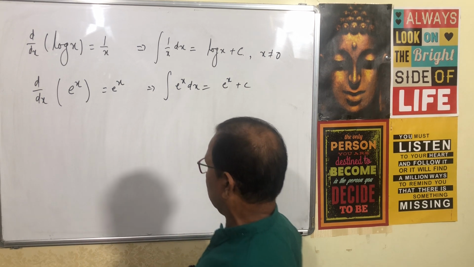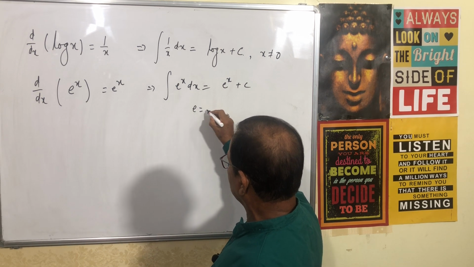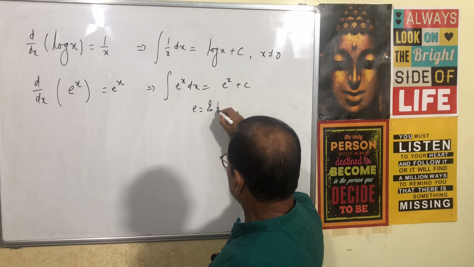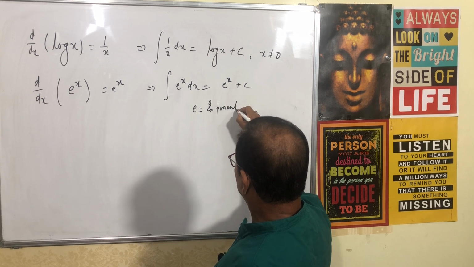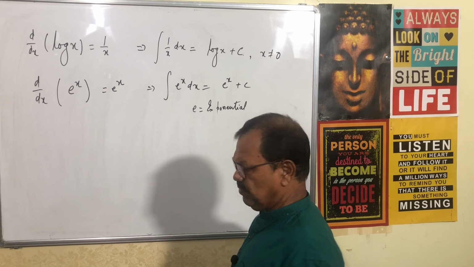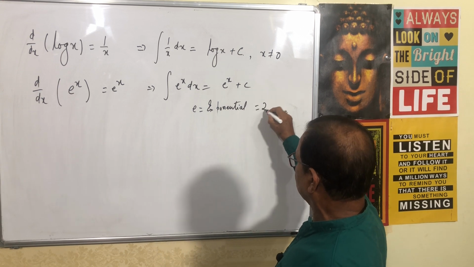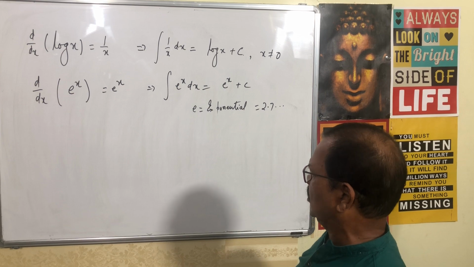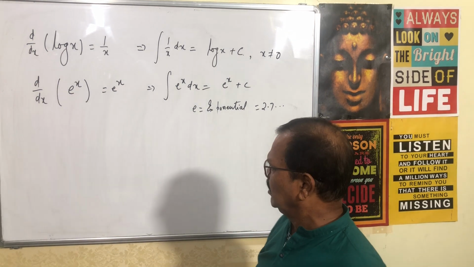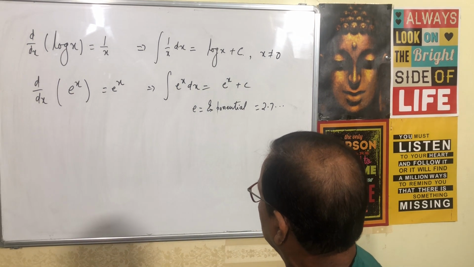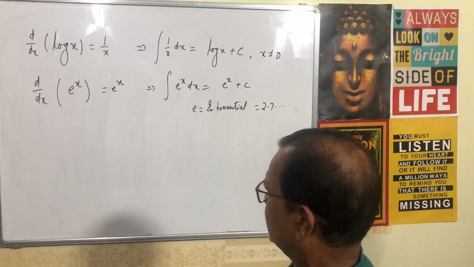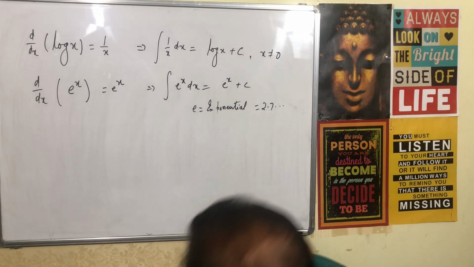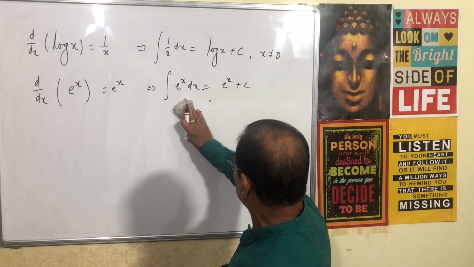Integration of e to the power x, exponential, is what? Exponential. In case of numerical value, it is 2.7 something, but here it is taken as exponential in case of the logarithm. So, the integral of e to the power x dx is e to the power x plus c, correct? So, let us see, e is constant, yes.